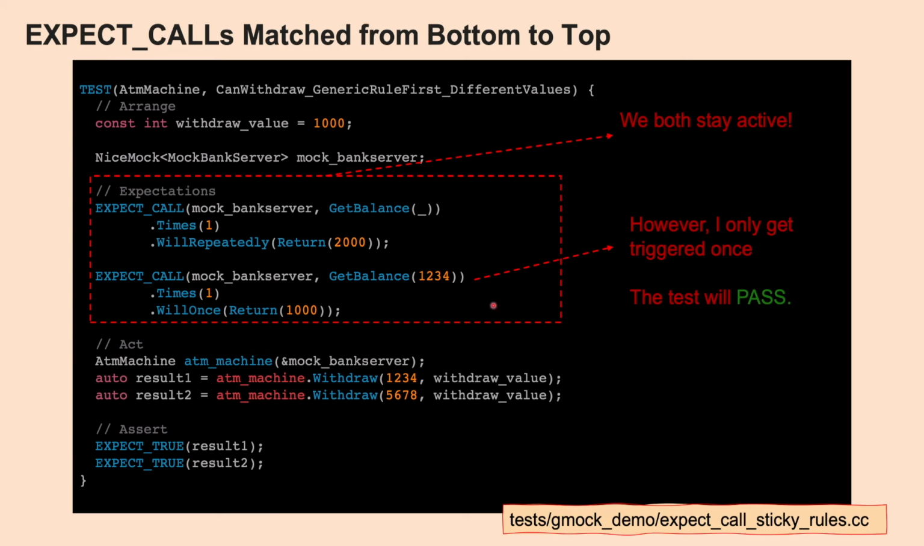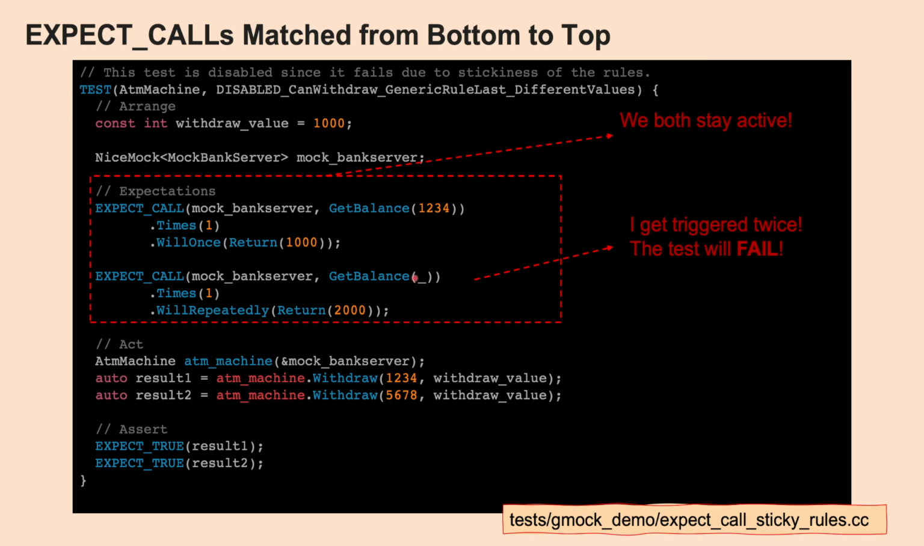However, compare this with the opposite case where getBalance with any parameter comes on the bottom and getBalance with a more specific parameter comes on the top. In this case, when the first withdraw is called, there's a match here because we say any parameter and then we return 2000. Notice that when withdraw is called with 5, 6, 7, 8, GMock will try to match again from bottom to the top, and notice that this would again be a match against 5, 6, 7, 8, and because we mentioned that expect call should be called only once, the test will fail.